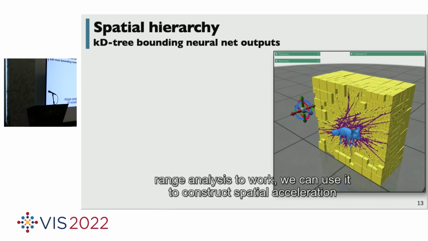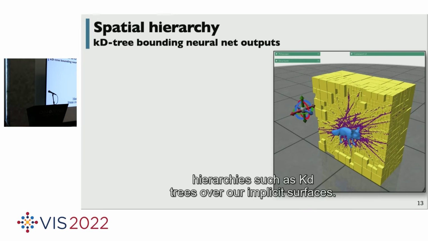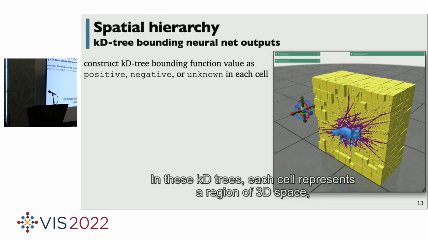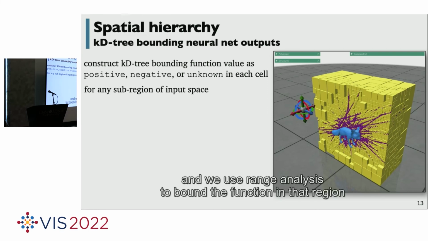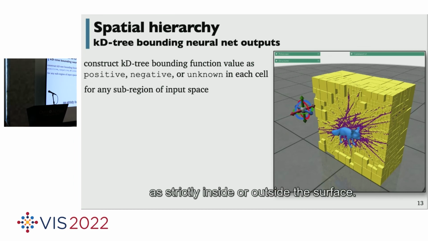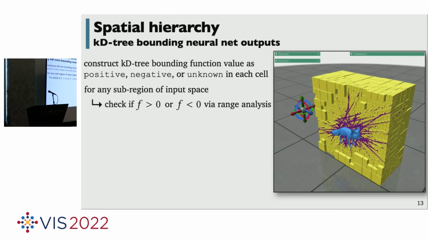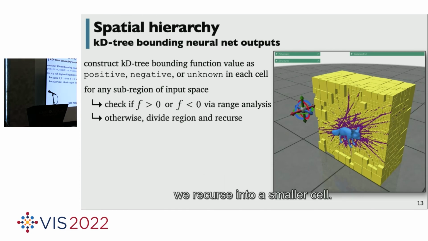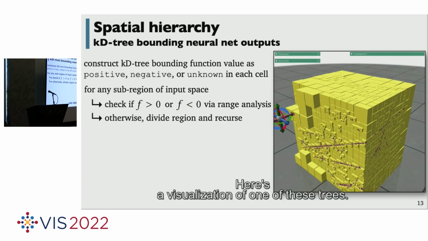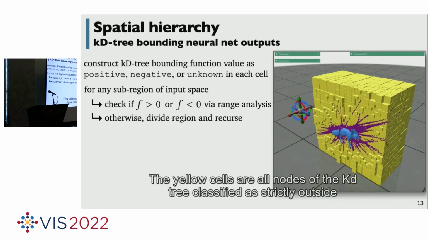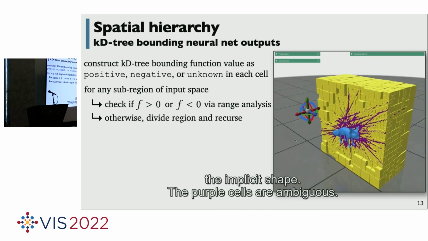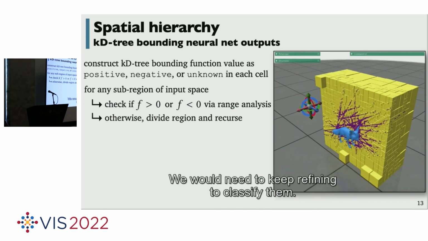To really put this range analysis to work, we can use it to construct spatial acceleration hierarchies like KD trees over our implicit surfaces. In these KD trees, each cell represents a region of 3D space, and we use range analysis to bound the function in that region as strictly inside or outside the surface. If a cell straddles the surface, or range analysis is ambiguous, we recurse into a smaller cell. Here's a visualization of one of these trees. The yellow cells are all nodes of the KD tree classified as strictly outside the implicit shape. The purple cells are ambiguous. We would need to keep refining to classify them.